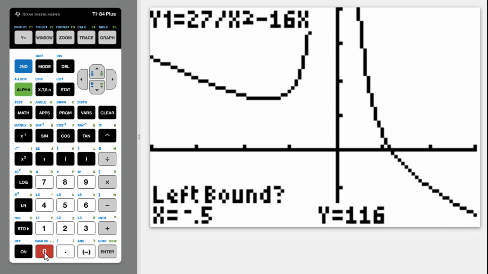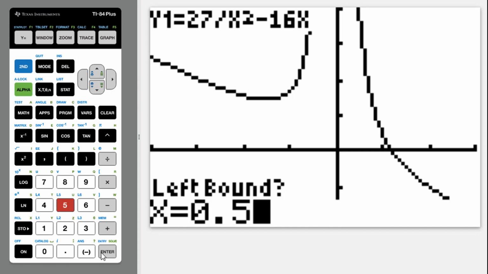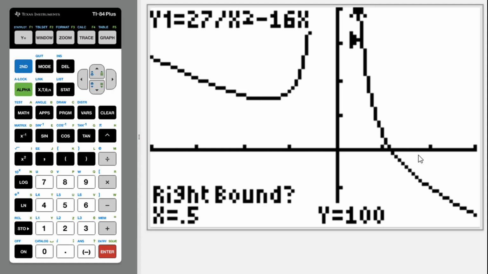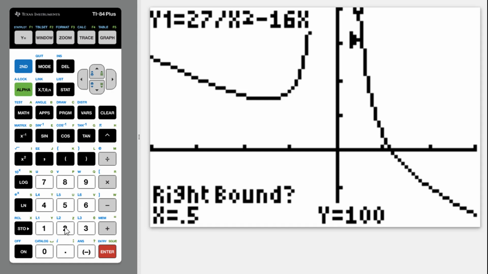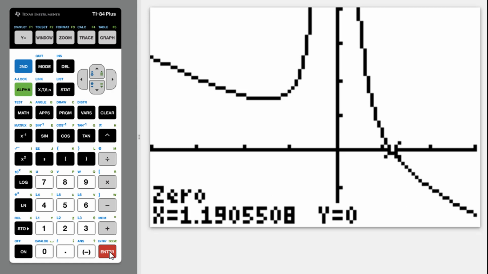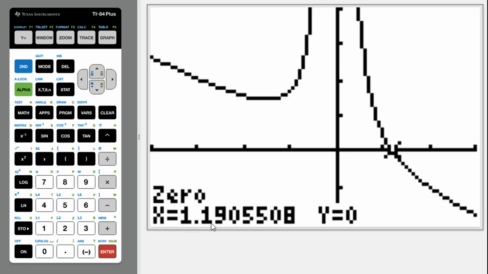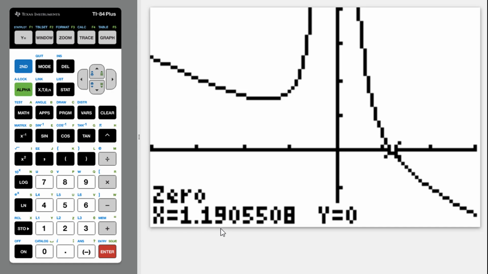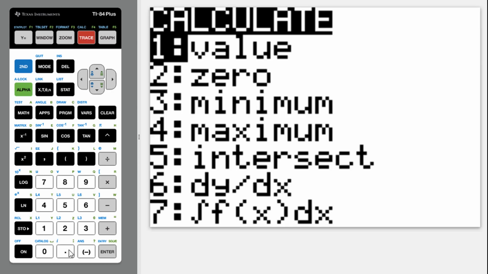I will put 0.5 as a left bound. Right bound, let's do 2. Enter, then enter. You will get answer 1.19 as a 3-figure fix. For the minimum point, go to second trace, go to minimum point.